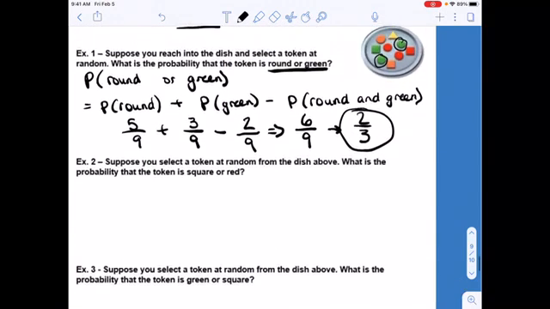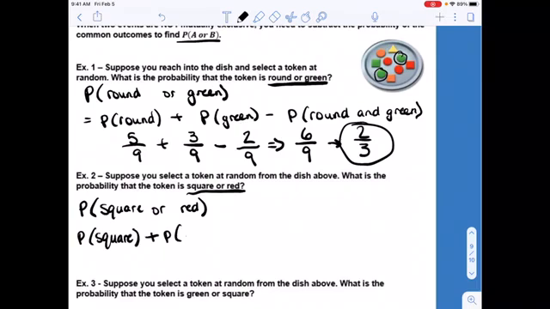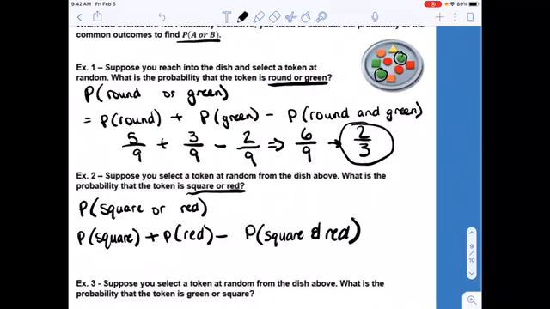Now, example 2, suppose you select a token at random from the dish. What is the probability square or red? We work through it the same way. Probability of square or red. So we need the probability of square plus the probability of red minus the probability of square and red.